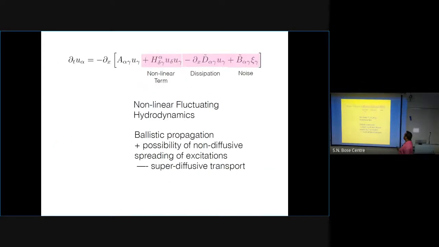And because of that, it can actually change the whole behavior. You can have ballistic propagation, but you can also have the possibility of non-diffusive spreading. This term might give a dominant contribution to the mode propagation or mode evolution compared to these terms. There is that possibility, and that kind of possibility gives you the superdiffusive transport.